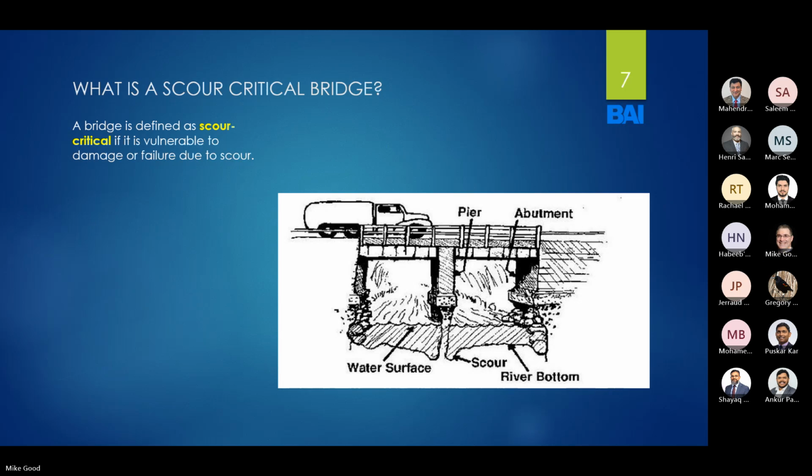So what's a scour critical bridge? Well, a scour critical bridge is a bridge that's vulnerable to damage or failure due to scour. In other words, can scour cause the bridge to fail? If the answer is yes, then it's a scour critical bridge. If the answer is no, it's not. Pretty straightforward. As you can see in this image here, this shows an example of how the surface of the stream bed just erodes and erodes until there's nothing, or very little, supporting the pier in the middle.